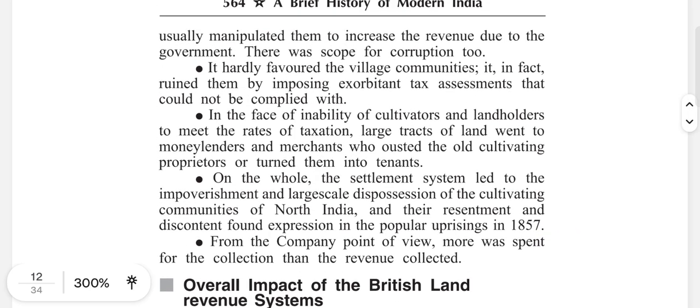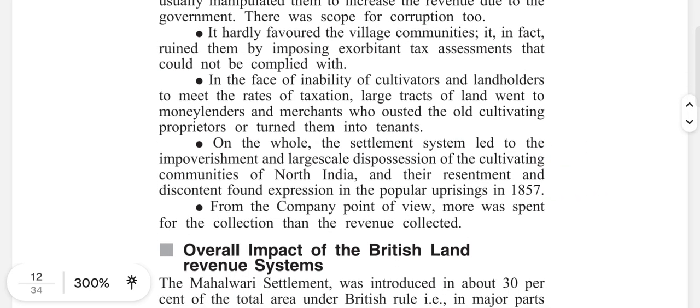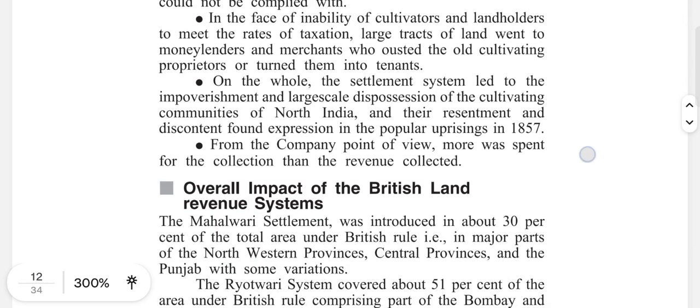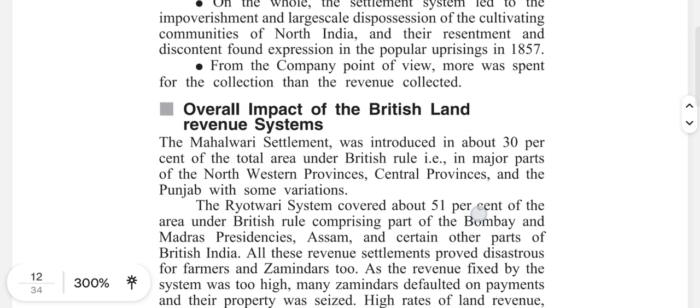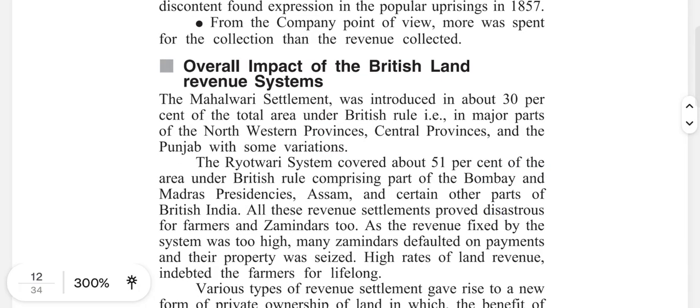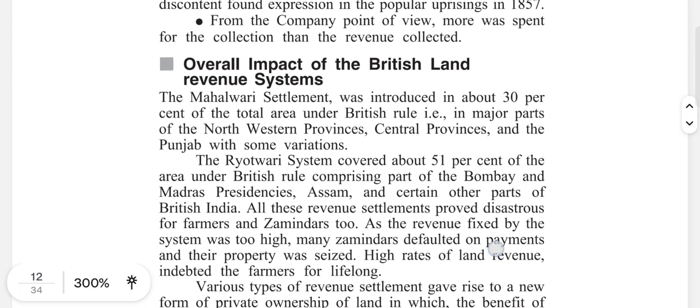It hardly favored the village communities. It, in fact, ruined them by imposing exorbitant tax assessments that could not be complied with. In the face of inability of cultivators and landholders to meet the rates of taxation, large tracts of land went to moneylenders and merchants who ousted the old cultivating proprietors or turned them into tenants. On the whole, the settlement system led to impoverishment and large-scale dispossession of the cultivating communities of North India, and their resentment and discontent found expression in the popular uprisings in 1857. From the company point of view, more was spent for the collection than the revenue collected.